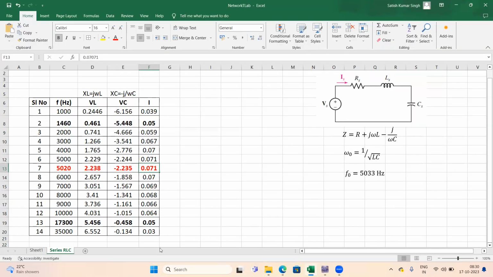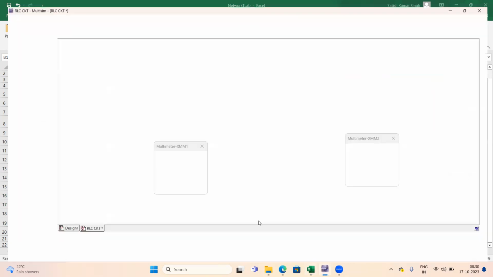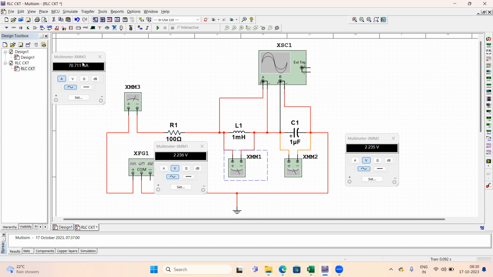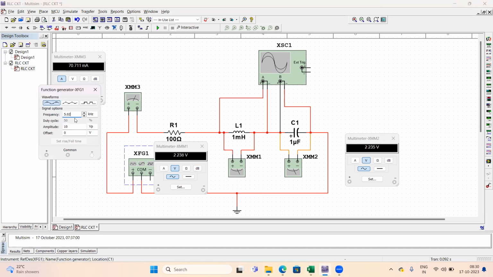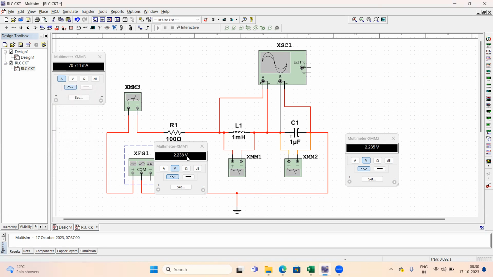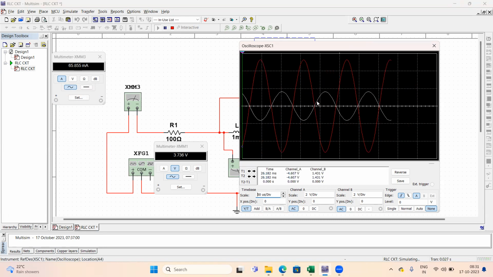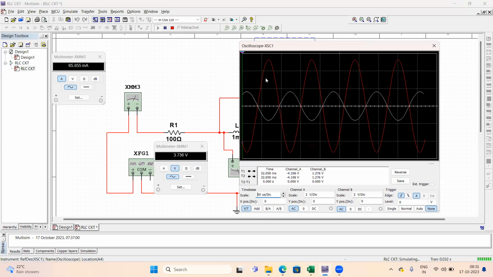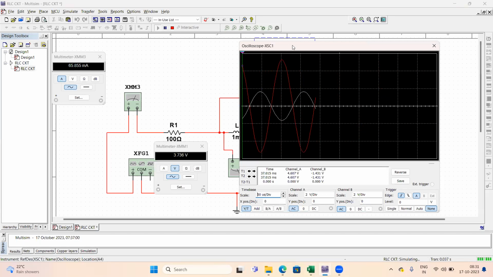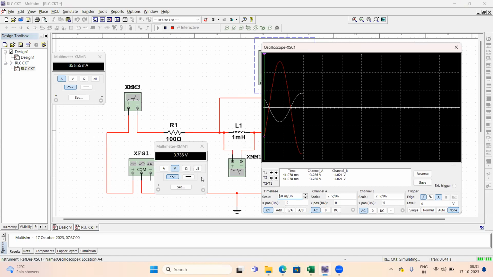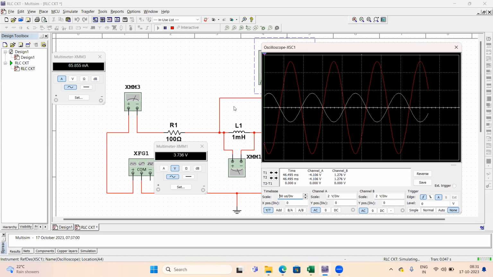So let me try this particular frequency, 8,000 or 9,000, let us say. If we go to 9,000, then you can observe this value here. Let me make it 9 kilohertz, and then if we execute this circuit, you can observe this waveform. Now you can see this white waveform has less magnitude compared to the red one. We know that the red is across the inductor, and therefore this circuit is becoming more inductive in nature rather than capacitive.